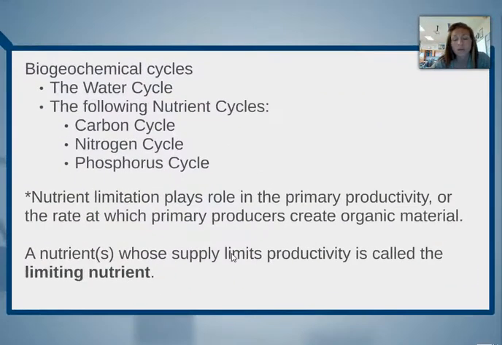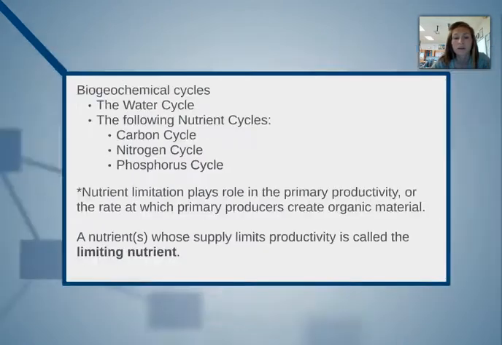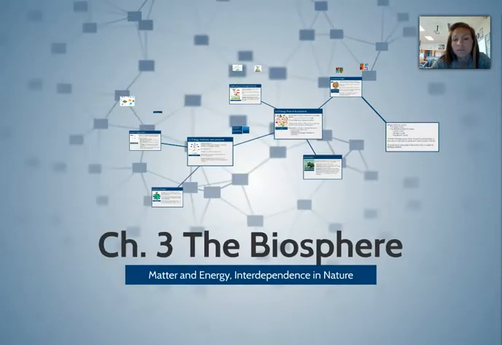In class, we're really only going to focus on the water cycle and the following nutrient cycles: carbon, nitrogen, and phosphorus. An important term you're going to need to be familiar with is what a limiting nutrient is when we start talking about these cycles. Basically, if the supply of a nutrient is limited, the productivity of a primary producer will also be limited, and therefore there would be a limit on the amount of energy that could be passed on in a particular cycle. Otherwise, we're going to cover more of this later, and that will wrap us up with chapter 3.